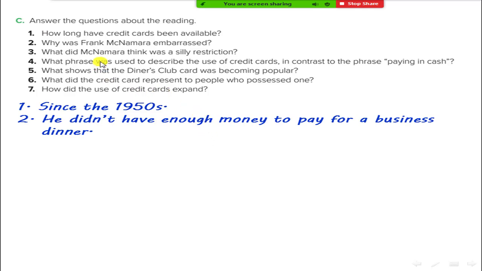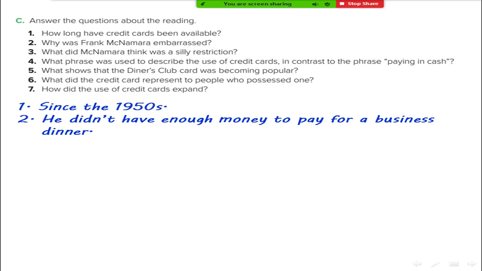And number 3, what did McNamara think was a silly restriction? Okay, Ayman. I don't know. Okay, thank you, Ayman. Again, the question, what did McNamara think was a silly restriction? ايه هو التقيد السخيف اللي هو كان شايفه، او التقيد foolish، ان احنا ايه that people have to pay cash in cash. Okay, in other words.